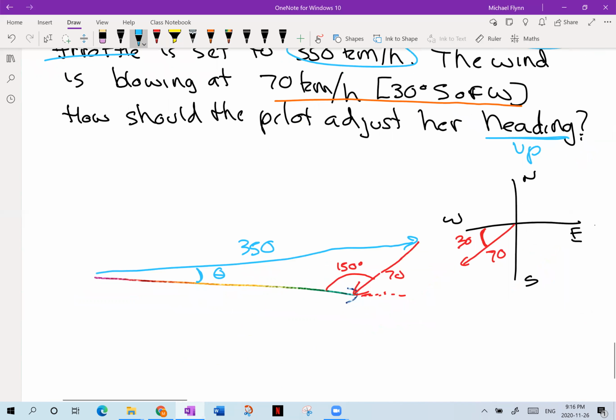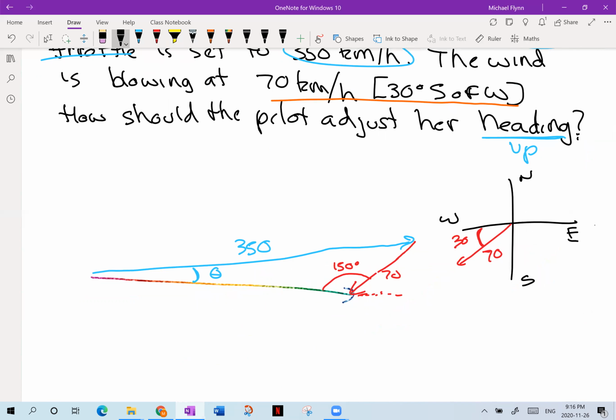So let's find theta, and to do it, this is not a right angle triangle, absolutely not. There's an obtuse angle in there. So I'm going to use sine law, sine of theta divided by 70. So remember how sine law works. The sine of the angle here divided by the opposite side equals the sine of 150 divided by 350.